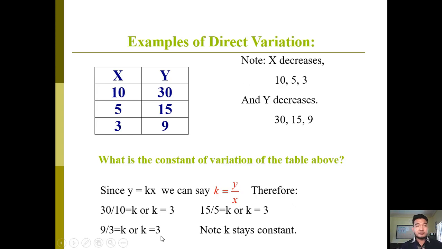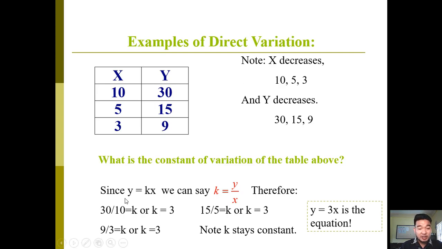Kapag naiba yung nakuha natin na k sa isang pares, ibig sabihin, hindi yon direct variation. Kasi pag ang constant of variation ng isang direct variation ay naiba, ibig sabihin, hindi siya makaka-form ng direct variation. Kaya, ang k natin dapat palagi ay magkakamukha. Iisa lang ang makukuha natin na k. So, our k in this example is equal to 3. So, the equation would be y equals 3x.